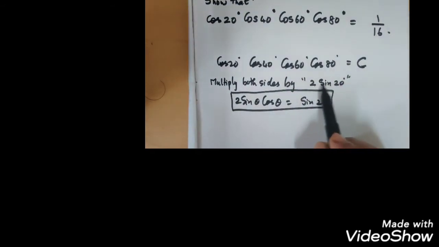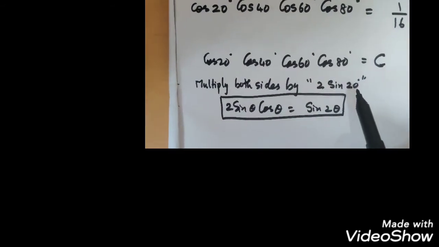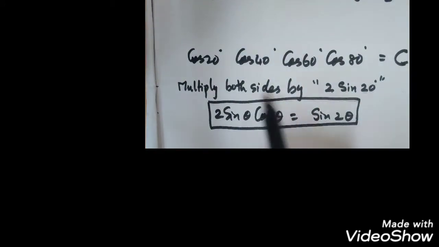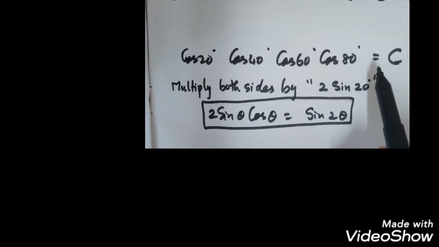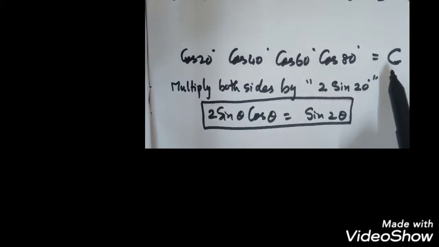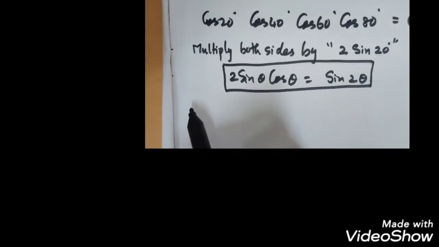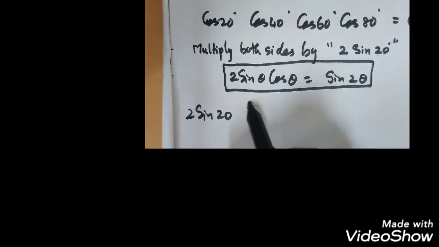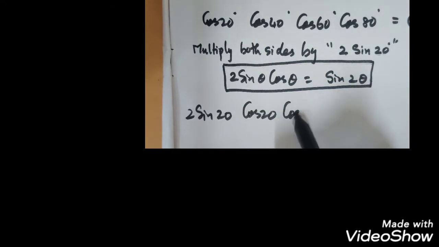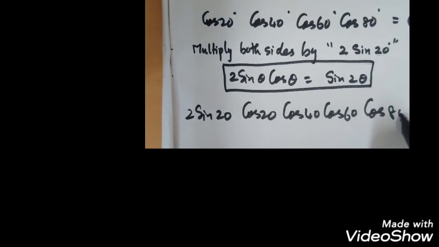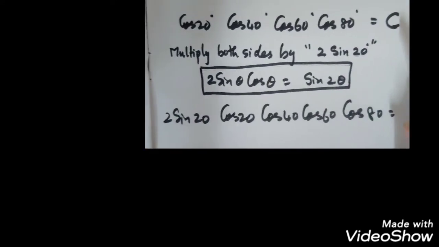So what did I say? I'm going to multiply both the sides by 2 sine 20. So we are going to look at what happens when I multiply this equation by 2 sine 20 on this side as well as on this side. So let me write it again here. 2 sine 20, and I repeat whatever was given there. Cos 20, cos 40, cos 60, cos 80 is equal to, remember it was C on the other side here.